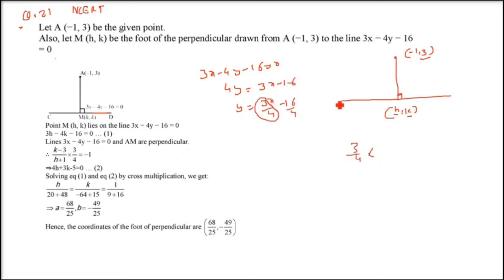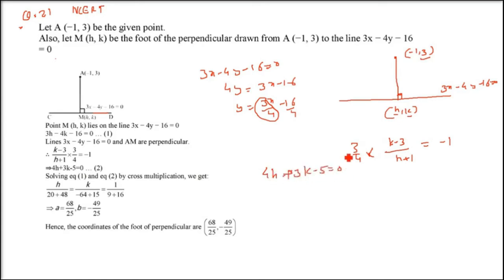And what is the slope here? As I just said, one line's slope is 3 by 4. We just found that out. Now what is the slope of the perpendicular line? It will be k minus 3 by h plus 1, and this equals minus 1. So h and k you can find out. So 4h plus 3k minus 5 equals 0. There will be an h and k equation: 4h plus 3k minus 5 equals 0.